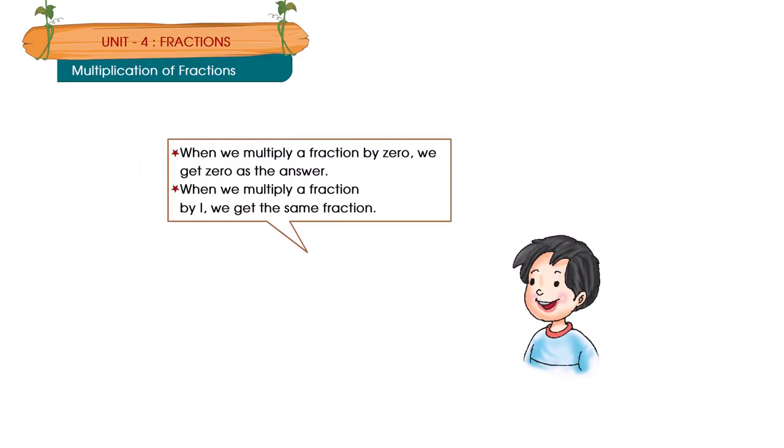When we multiply a fraction by 0, we get 0 as the answer. When we multiply a fraction by 1, we get the same fraction.